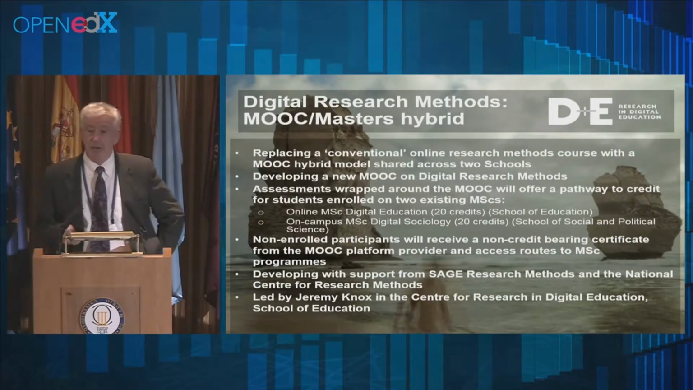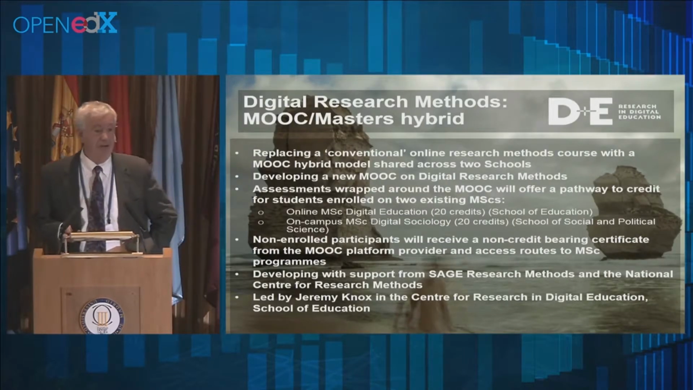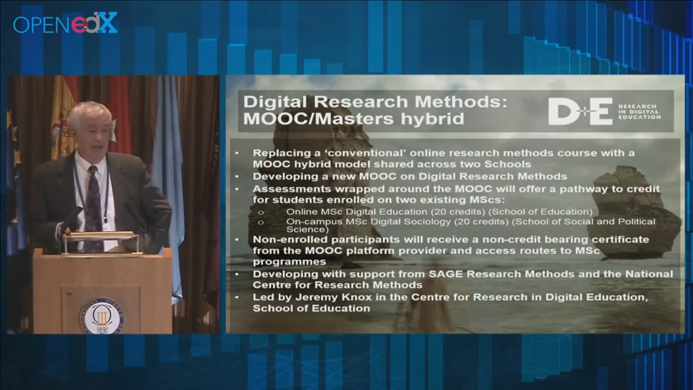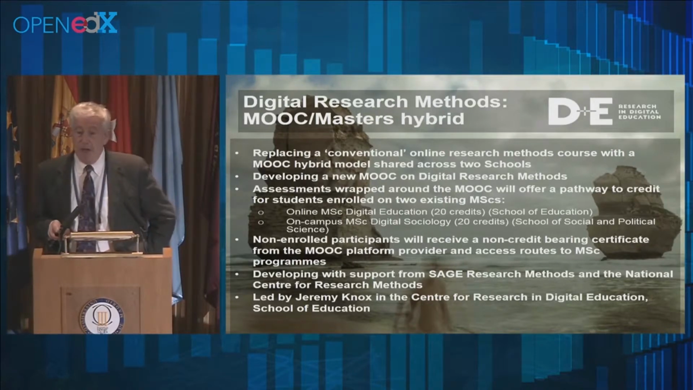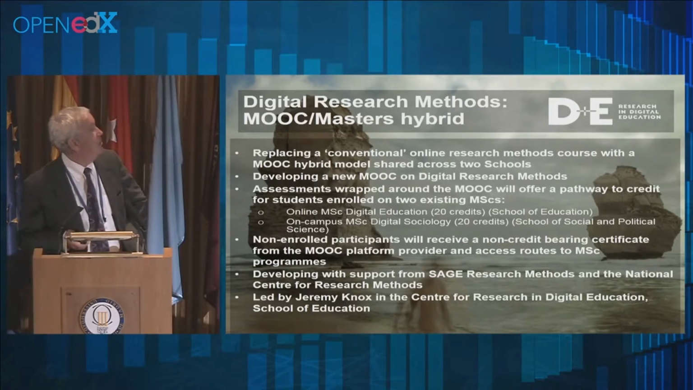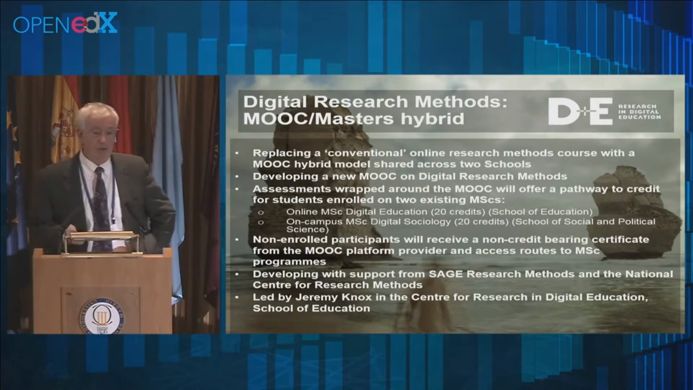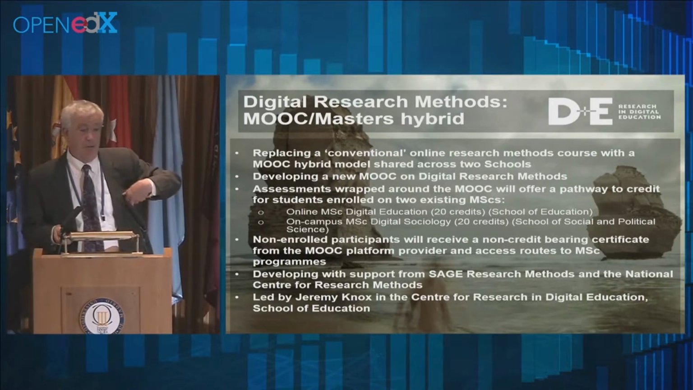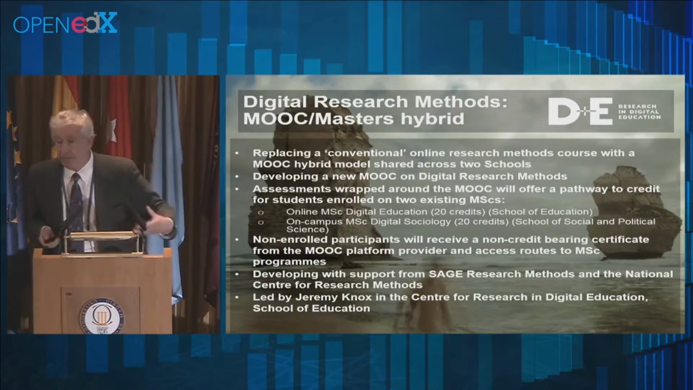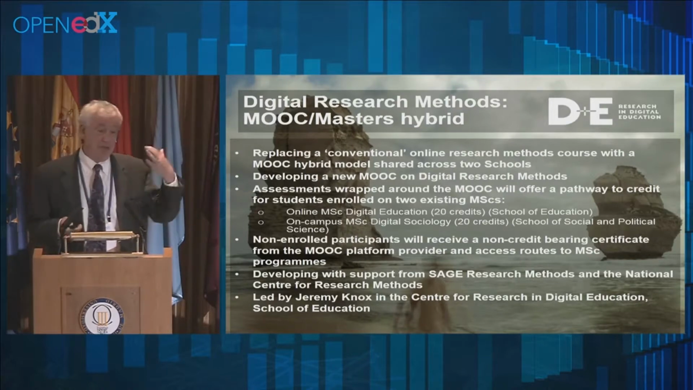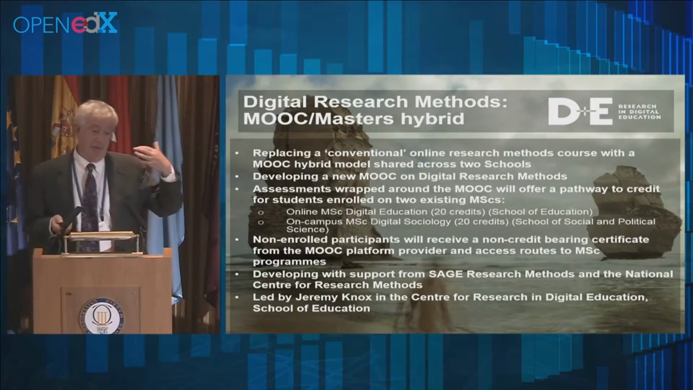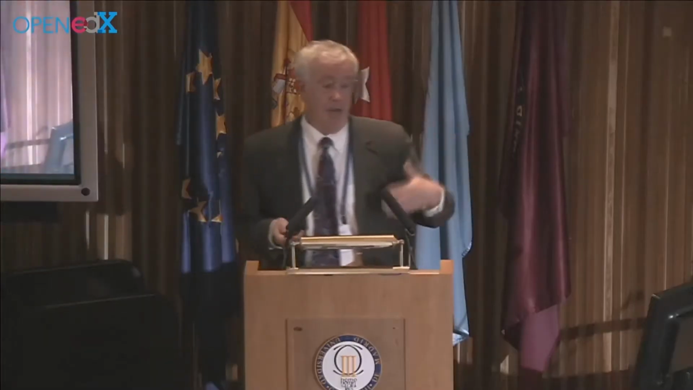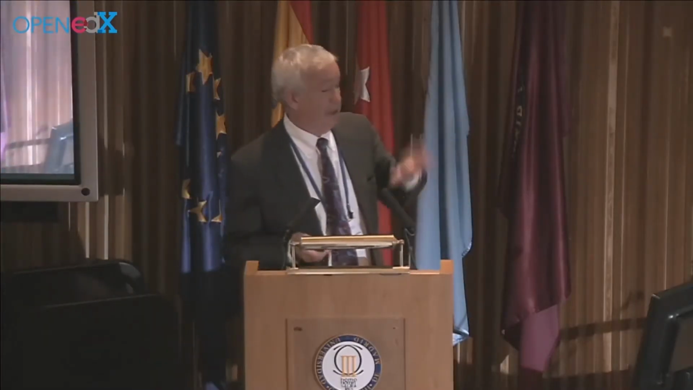Recently, this online masters has generated a hybrid MOOC. This is a MOOC on social science methods in digital education, which can also be used for credit in the online masters, and has also moved across to be used in an on-campus masters in social sciences. So this is hybrid in 2 ways. It's hybrid between the MOOC and the masters, and hybrid between online and not online.